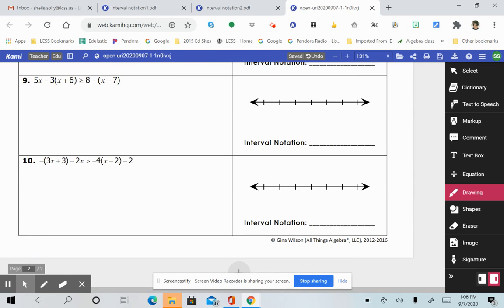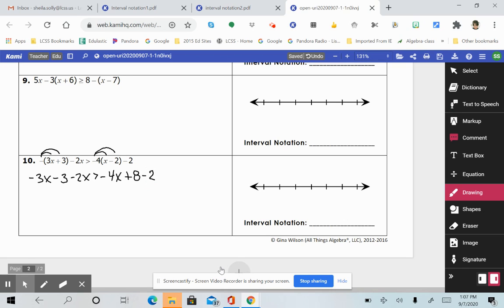All right, I'm going to skip down to number 10 and do the hard one. So we're going to distribute first, and we're going to go ahead and do that on both sides. So negative 1 times 3x is negative 3x. Negative 1 times 3 is negative 3. Minus 2x greater than. Negative 4 times x is negative 4x. Negative 4 times negative 2 is positive 8. Bring down the minus 2.